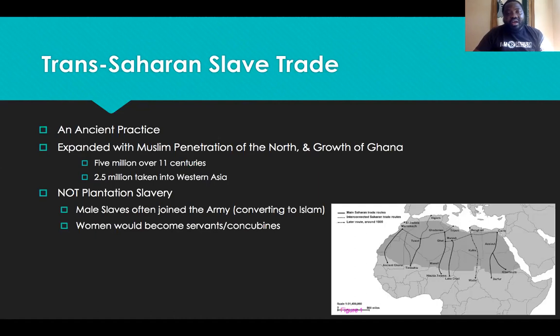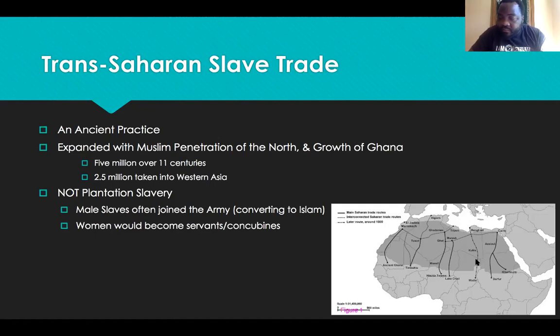So this was not plantation slavery, right? It was not. The plantation becomes the definitive institution of the transatlantic slave trade in size, in the amount of work and the brutality of it, and the fact that people were born into it just to work the plantation, right? So this was not plantation slavery.